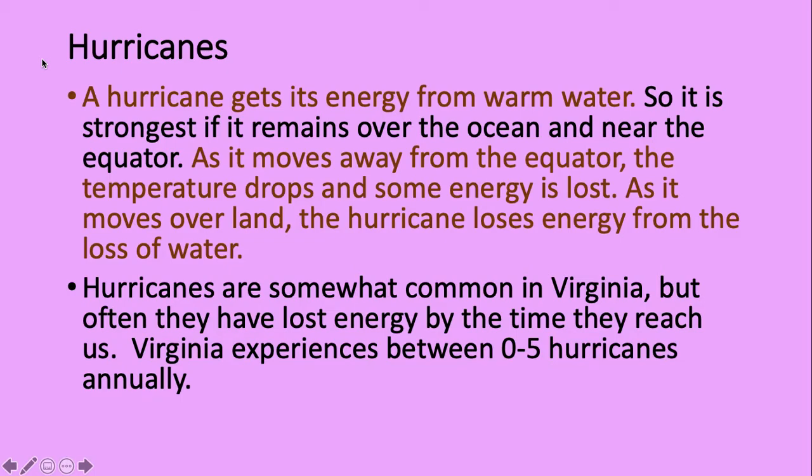A hurricane gets its energy from warm water, so it's strongest if it remains over the ocean and near the equator. As it moves away from the equator, the temperature drops and some energy is lost. As it moves over land, the hurricane loses energy from the loss of water. Hurricanes are somewhat common in Virginia, but they often have lost energy by the time they reach us. Virginia experiences between 0 and 5 hurricanes annually.